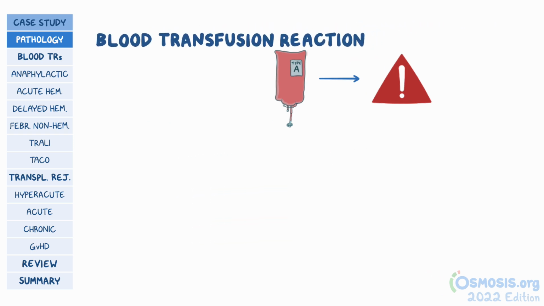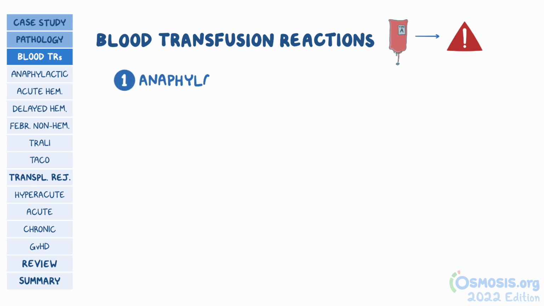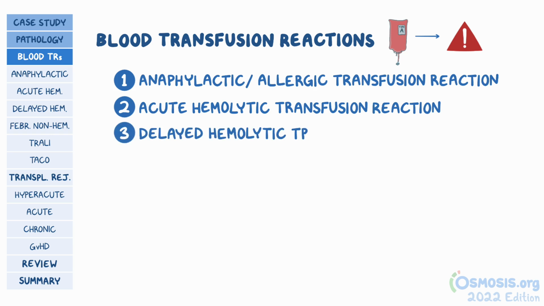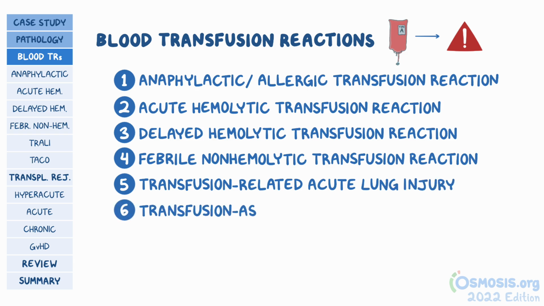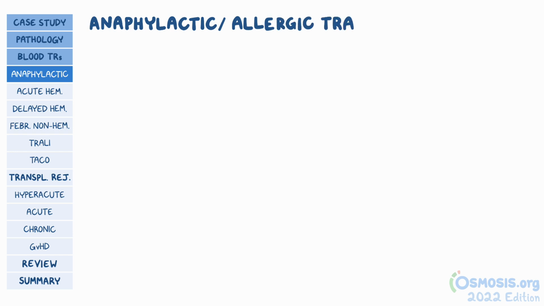All right, let's start with blood transfusion reactions. For your tests, there are 6 blood transfusion reactions that you need to be aware of, including anaphylactic or allergic transfusion reaction, acute hemolytic transfusion reaction, delayed hemolytic transfusion reaction, febrile non-hemolytic transfusion reaction, transfusion-related acute lung injury, and transfusion-associated circulatory overload. Let's begin with the anaphylactic or allergic transfusion reaction.